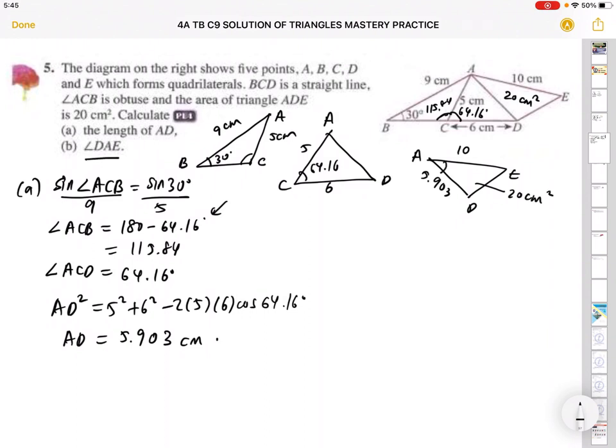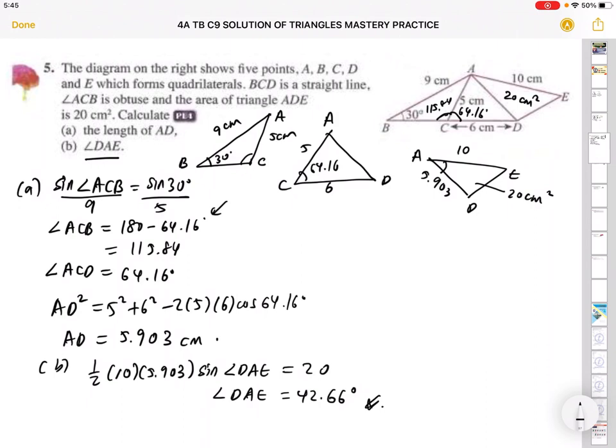So we can use the formula for the area of a triangle. Half ab sine C, my a will be 10, b is 5.903. It doesn't matter whichever comes first. a can be 5.903. Sine of the angle in between, DAE, is now 20. So let's find DAE. Use your calculator: 20 times 2 divide 10 divide 5.903 equals whatever you get, shift sine, answer. I got 42.66. Alright. Okay, let's move on.